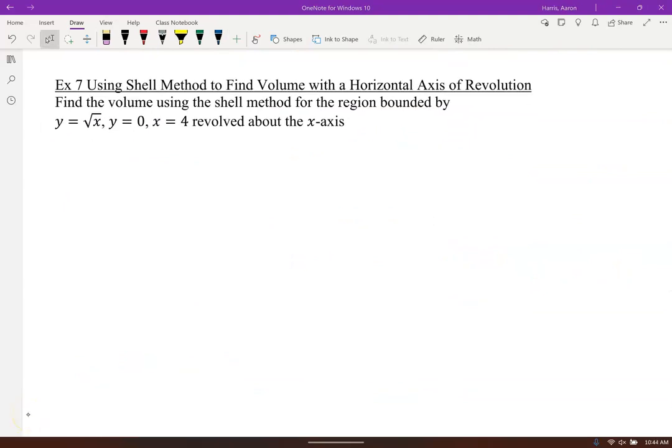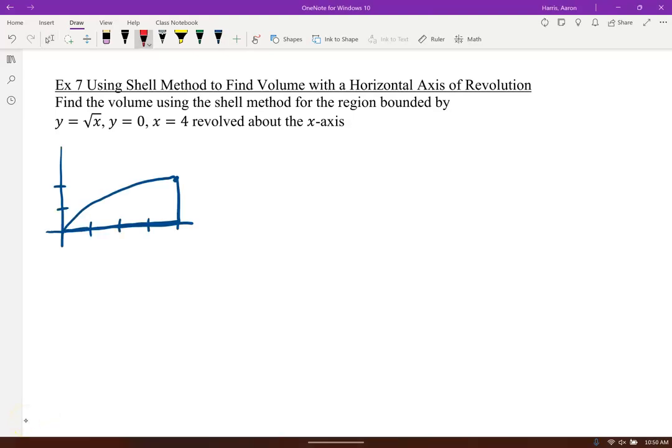So we've got that same bounded area, y equals root x, y equals 0, x equals 4, but this time we're going to revolve it about the x-axis with the shell method, still with the shell method. So I'm going to ask you guys to try this one again on your own. So go ahead, pause the video, and we'll work through it in a second.